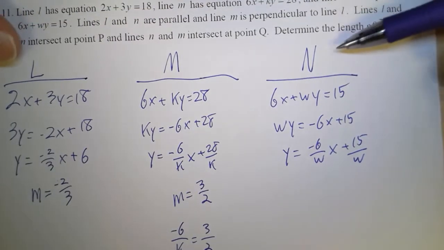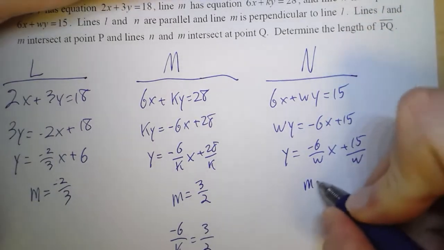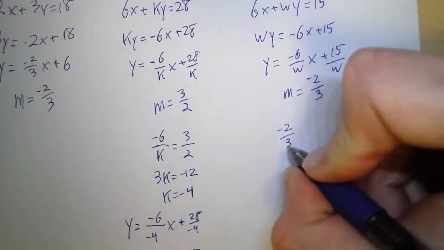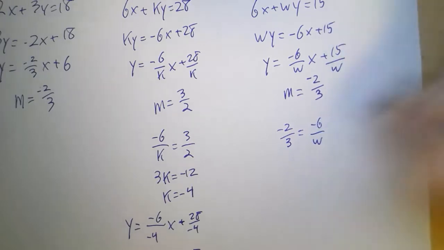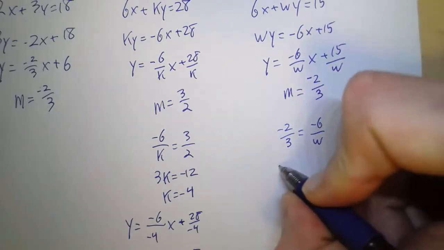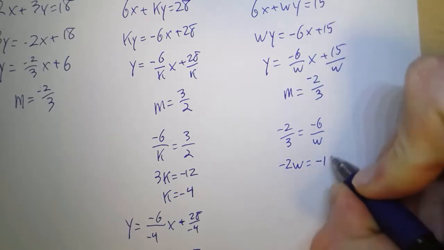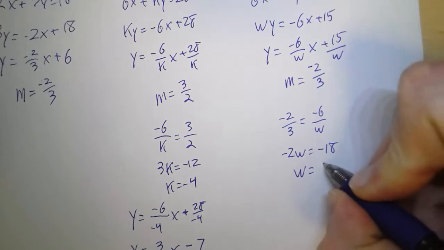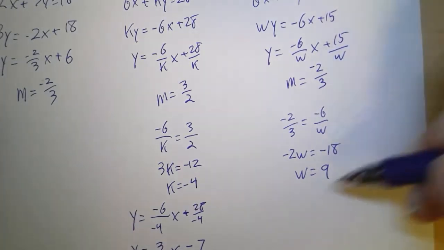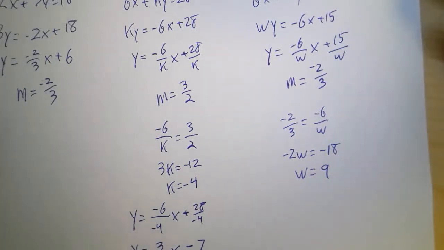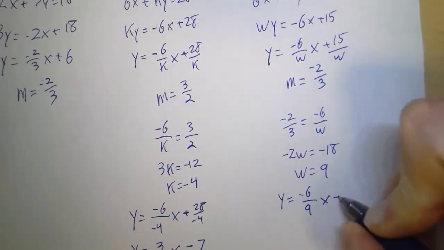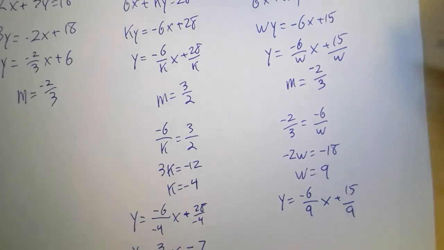Now we know that lines L and N are parallel. So that means we know the slope has to be the same as line L, negative 2/3. So negative 2/3 equals negative 6 over w. So when we cross multiply, we get negative 2w equals negative 18. And so then we get w equal to 9. So now, anywhere there's a w, I can replace it with 9. So we have y equals negative 6 over 9 x plus 15 over 9.